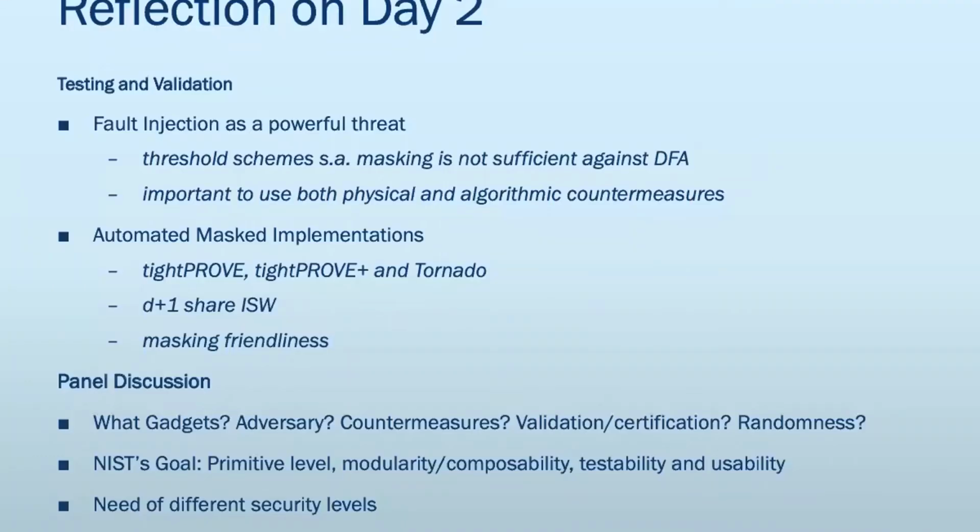The NIST goal is on the perimeter level, right? Even though modularity and composability are important, even though system level security is important, it's not necessarily the goal of this effort right now. Modularity and composability are important. Testability, ease of testing, is very important, and this ease of testing is both at the pre- and post-silicon level that we touched on.